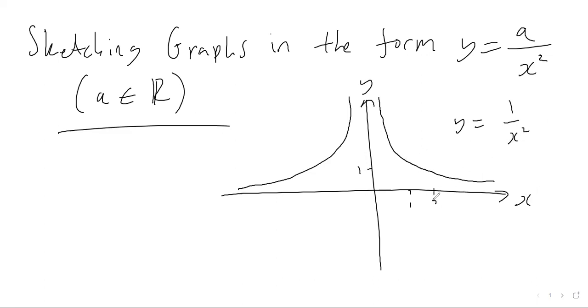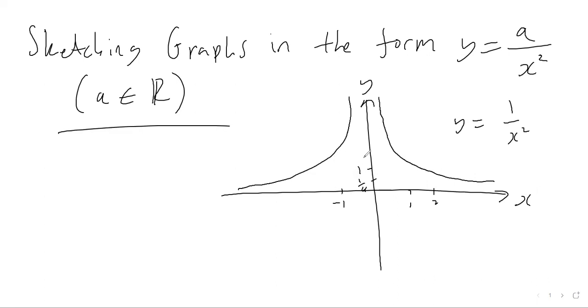When x is 2, for example, you should get a quarter, because 2 squared is 4, and 1 over 4 is a quarter. So that should be a quarter there. And the same kind of thing on the negative end as well. This time the graph will not go below the x-axis, and that's because when you square a negative number, you get a positive number. So squaring -1, for example, gives you 1, and 1 over 1 is just positive 1.